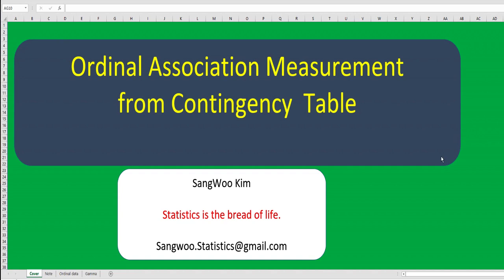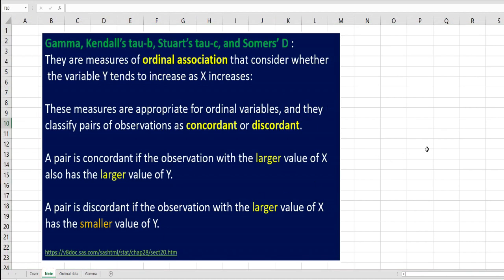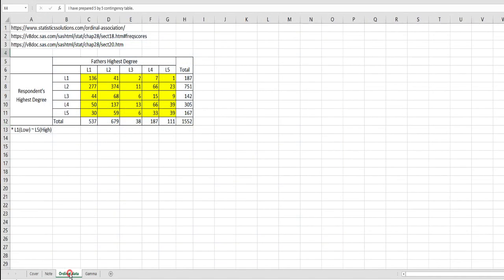In the following videos, I want to share how to measure ordinal association from a contingency table. There are various types of statistics to measure ordinal association. These measures are appropriate for ordinal variables and they classify pairs of observations as concordant or discordant. Concordant and discordant are key concepts to measure ordinal association. These are reference sites for this video.